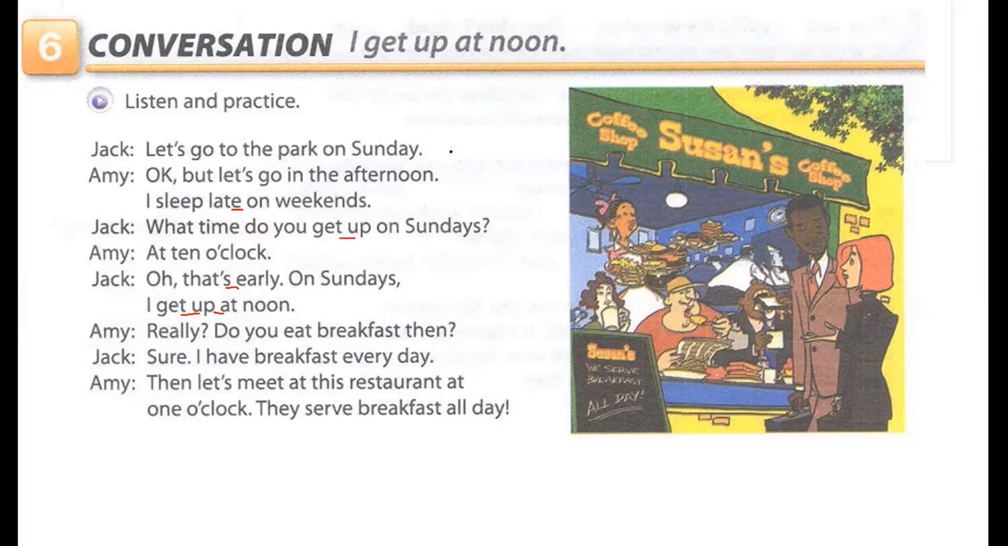So let's go to the park on Sunday. Okay, but let's go in the afternoon. I sleep late on weekends. What time do you get up on Sundays? At 10 o'clock. Oh, that's early. On Sundays, I get up at noon. Really? Do you eat breakfast then? Sure. I have breakfast every day.